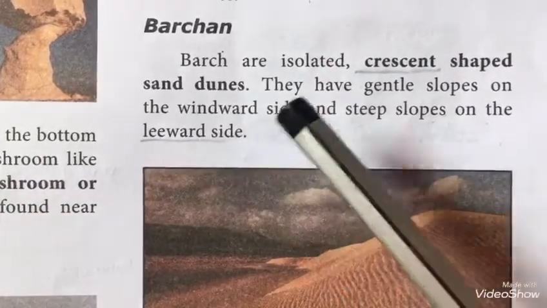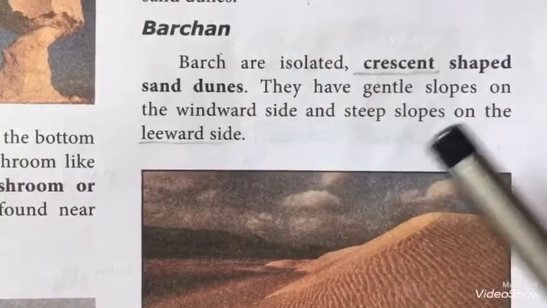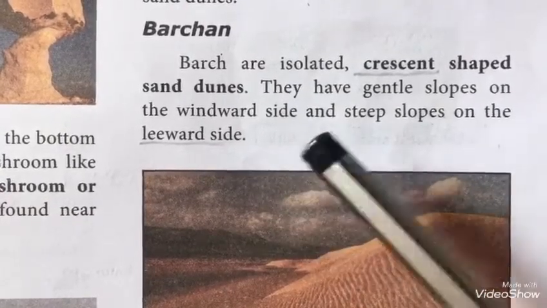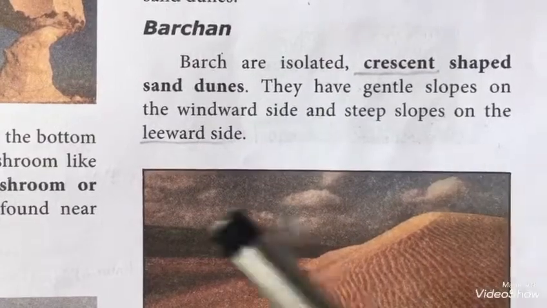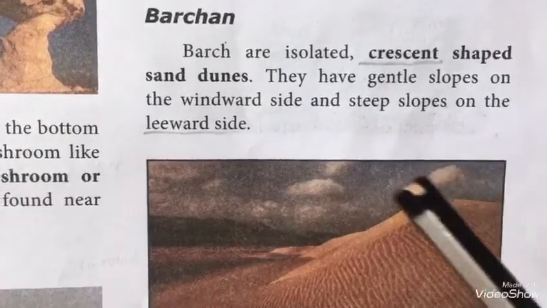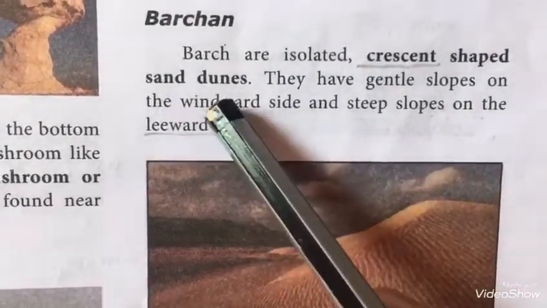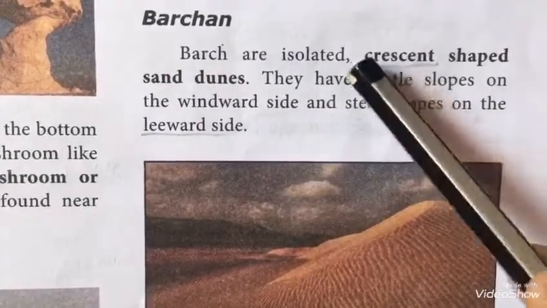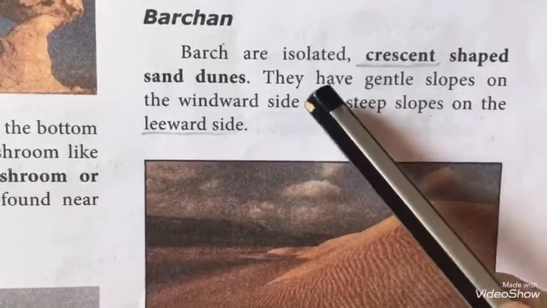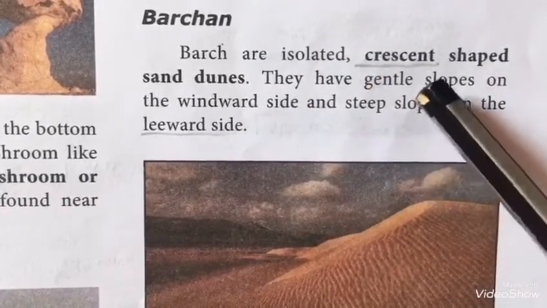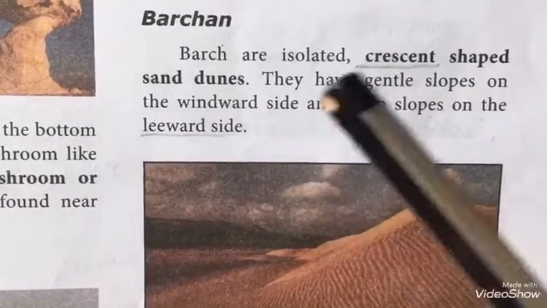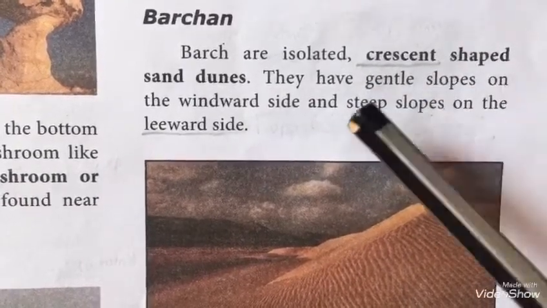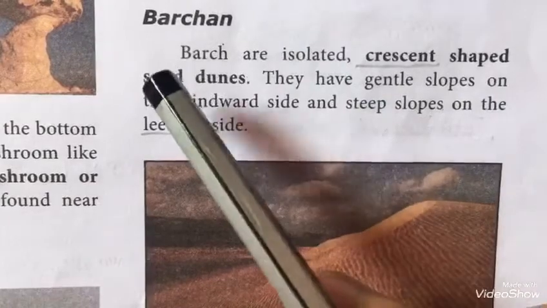Barchan. Barchans are isolated crescent-shaped sand dunes. They have gentle slopes on the windward side and steep slopes on the leeward side. So we know what sand dunes are, right? The sand dunes which are in the crescent shape. What do you mean by crescent? Crescent means a shape which is similar to a half moon. So the sand dunes which are deposited in a place and look like a crescent, it is an isolated barchan.